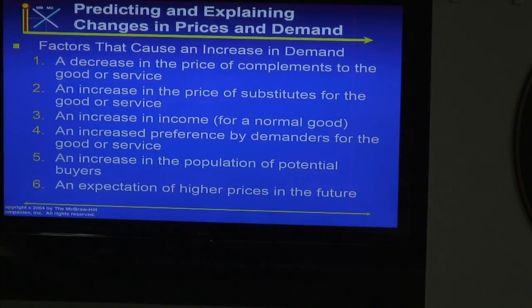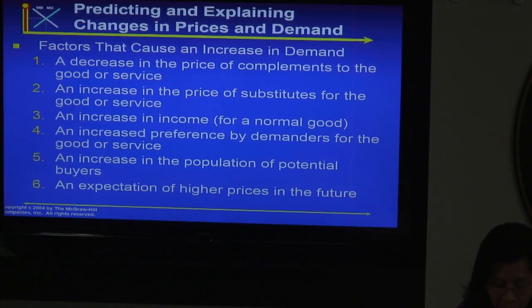Why don't I get a volunteer very quickly to read that bottom part, the factors for demand change? Raise your hand if you want to volunteer and go ahead and read it. Anybody? Okay, Jared, please go ahead. How are you?